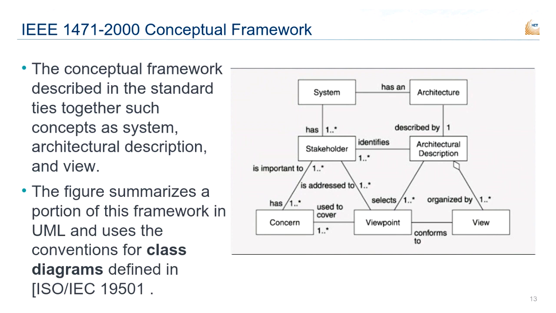So how is a system related to an architecture? The development of systems requires architecture. Yeah, and there is only one architecture per system. Usually that is the architecture. A system is connected to stakeholders.